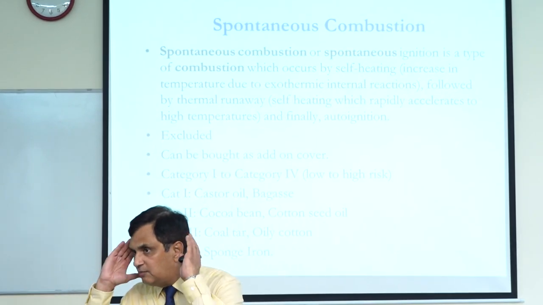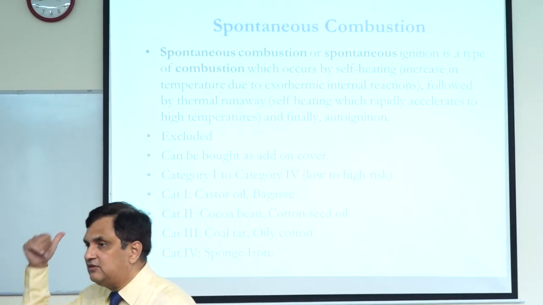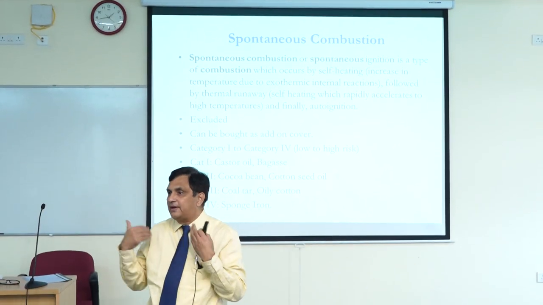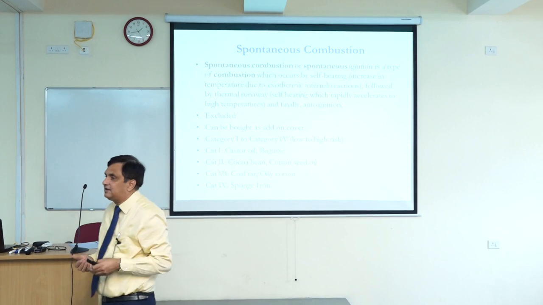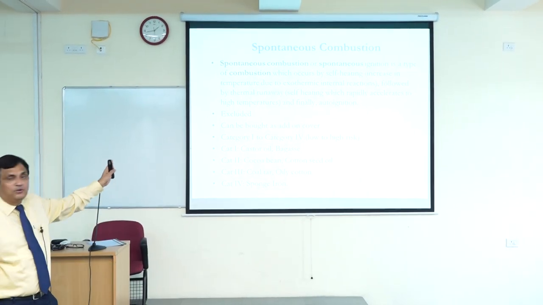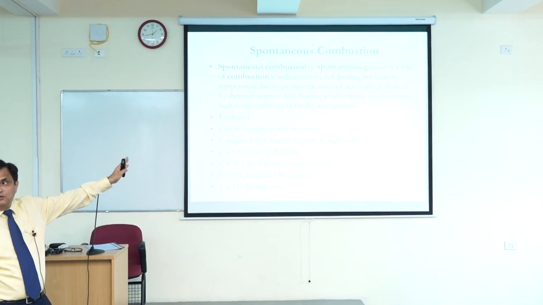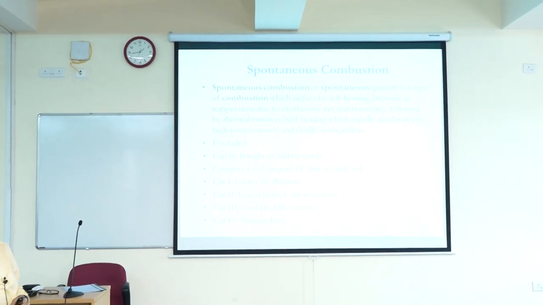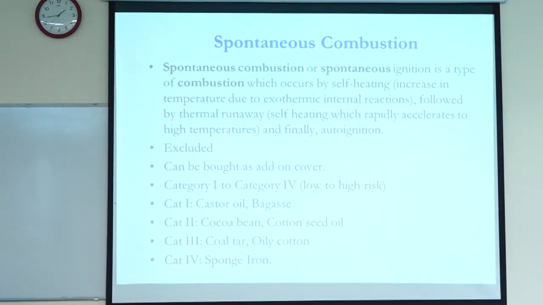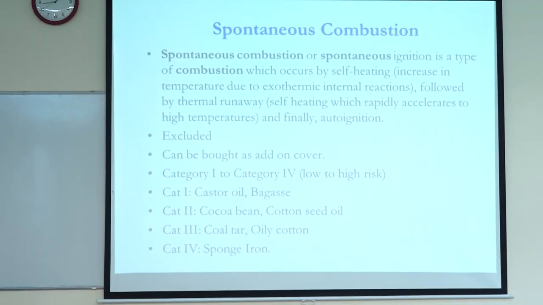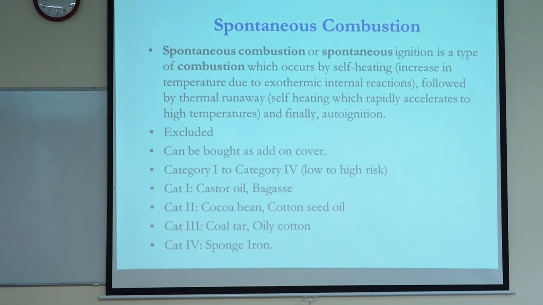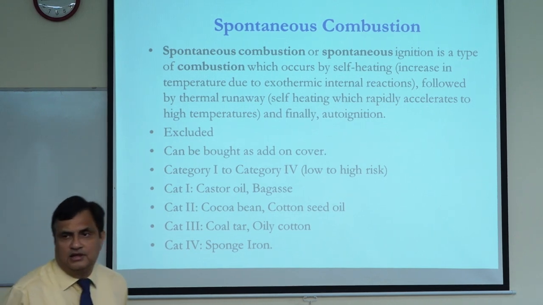From a spontaneous combustion point of view, the key is what is the definition? How do you categorize them and how do you price them? The lowest price will be for category 1, highest price will be for category 4 risk. Examples of category 1 are castor oil and bagasse, category 2 are cocoa bean and cotton seed oil, category 3 is coal tar and oil cotton, and category 4 is coal, sponge iron and other things. Am I clear here?